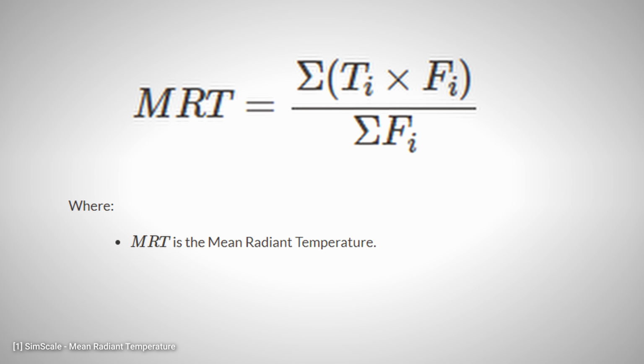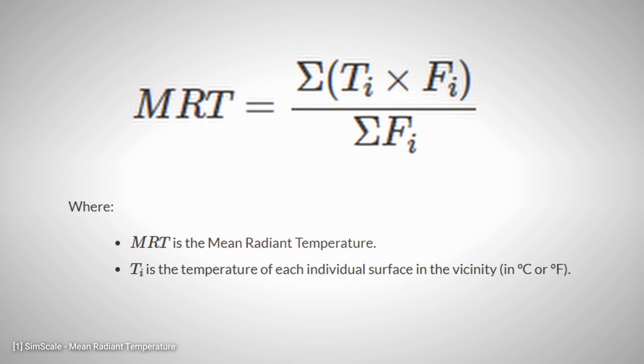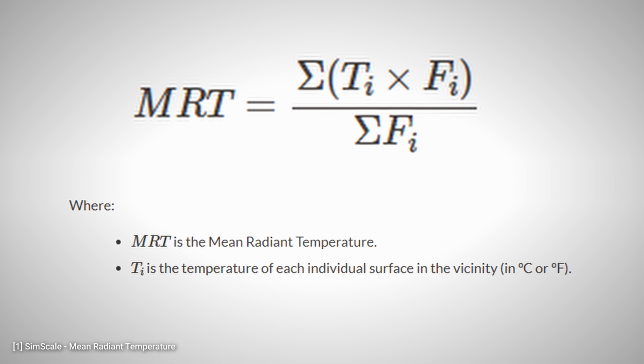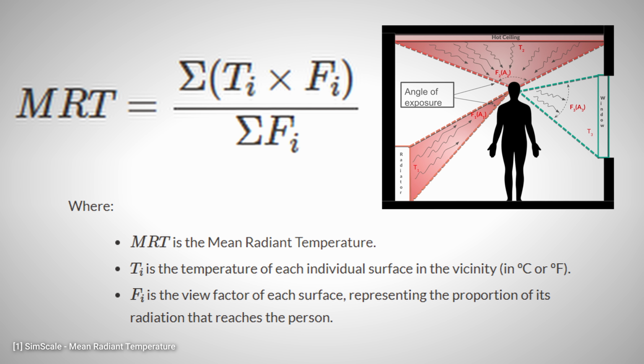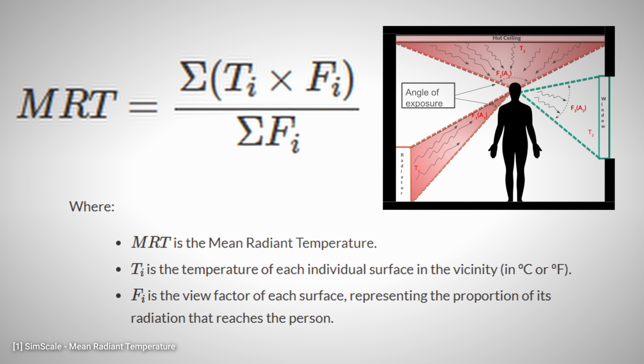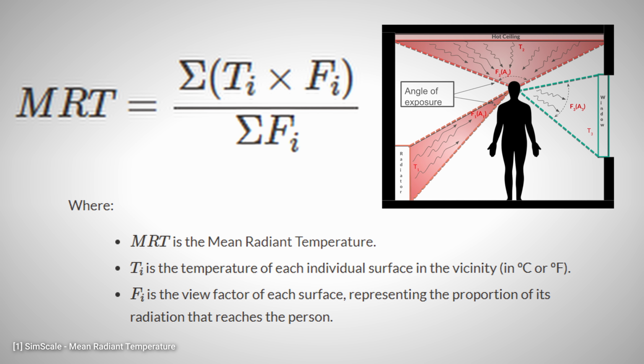If you open a building physics textbook, you'll see MRT expressed as a formula that combines the temperature of every surface with its view factor, which describes how much radiation from that surface actually reaches you. Mean radiant temperature is calculated using the following formula, where MRT is the mean radiant temperature, Ti is the temperature of each individual surface in the vicinity, and Fi is the view factor of each surface, representing the proportion of its radiation that reaches the person.